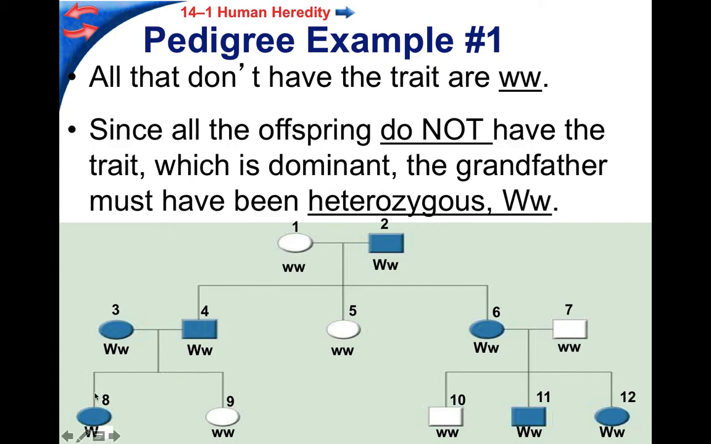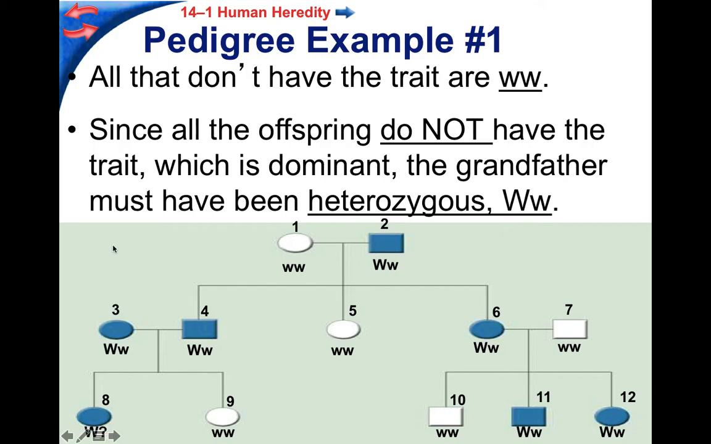Okay, the last one I want to talk about is number 8. Look over at number 8. Number 8 we know is a white lock of hair, so it's a capital W. But the question is, what is the second letter? Let's just pretend that mom, who's number 3, gave the capital W to number 8. What did dad, who's number 4, give to number 8? Did he give a capital W or lowercase w? The answer is we don't know.